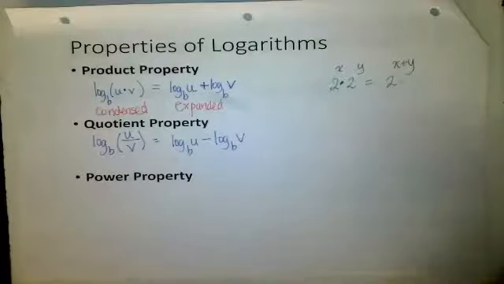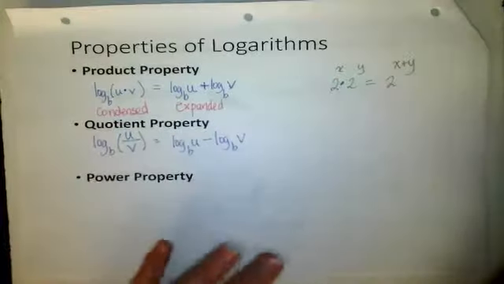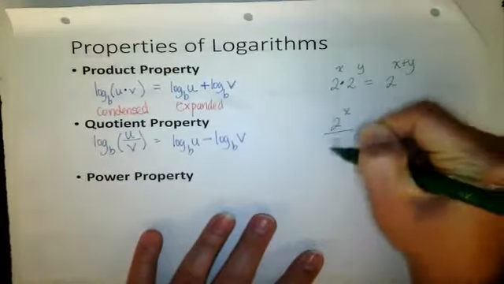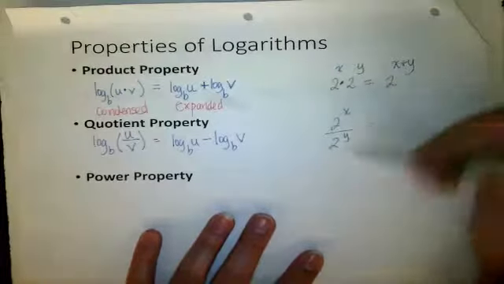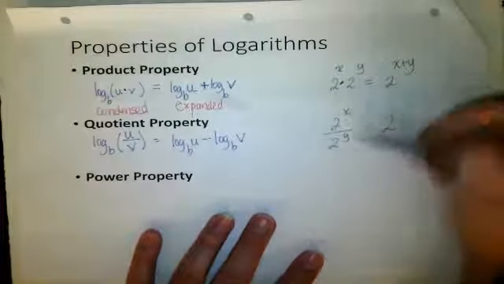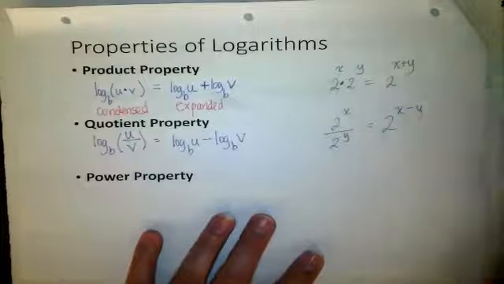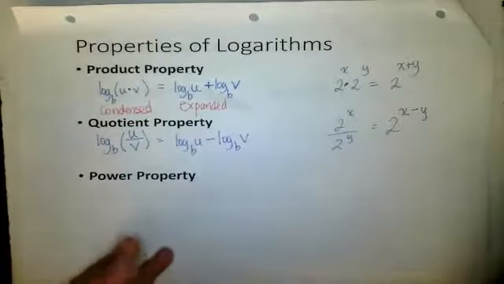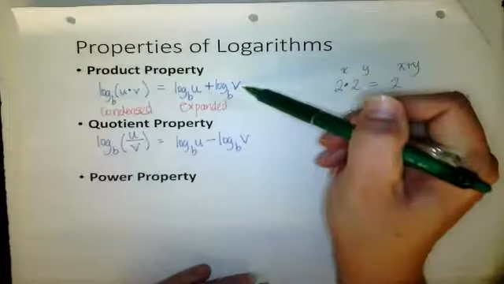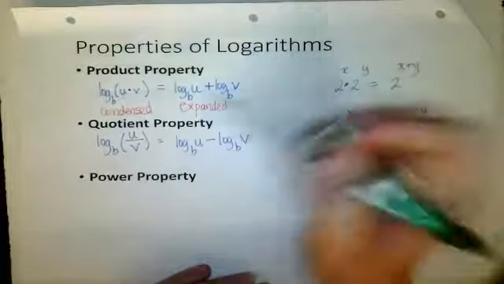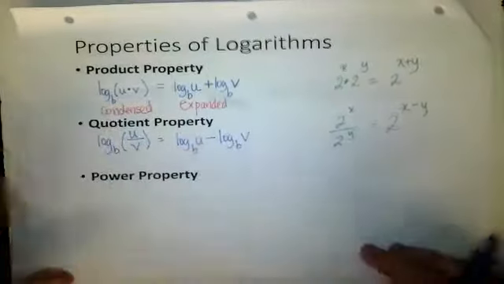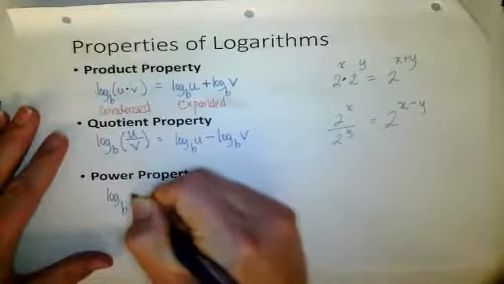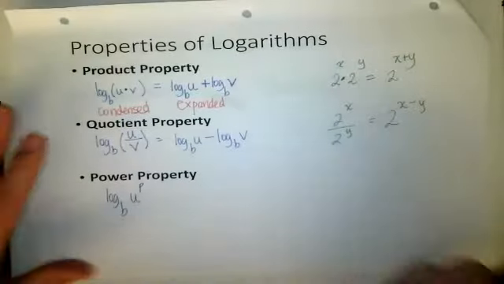And again, same idea with exponents. If we had a division property, 2 to the x over 2 to the y, same thing. They have the same base, so we keep the base the same, and we would subtract the exponents, top minus bottom. All right, so very closely related. So we're allowed to add the logs, we're allowed to subtract the logs in a quotient. And the last property is the power property. Log base b of u to the power p.